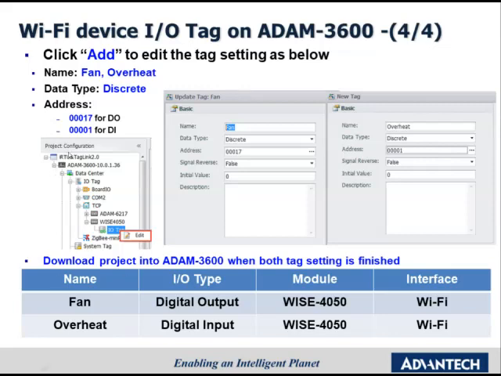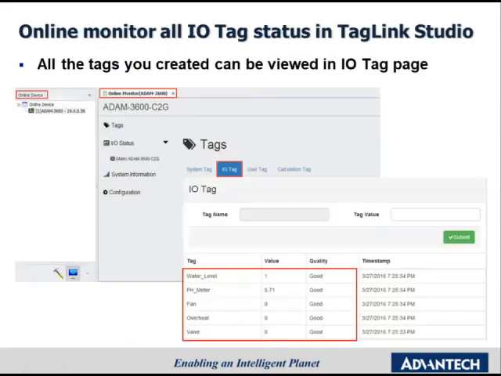So in the Advantech H-Link configuration page, you need to right-click on the iRTU and then click Edit. For the fan, which is a digital output, the Modbus address is 00017. On the other hand, for overheat, which is a digital input, the Modbus address is 0001. After that, remember you need to download the project again into your Advantech.